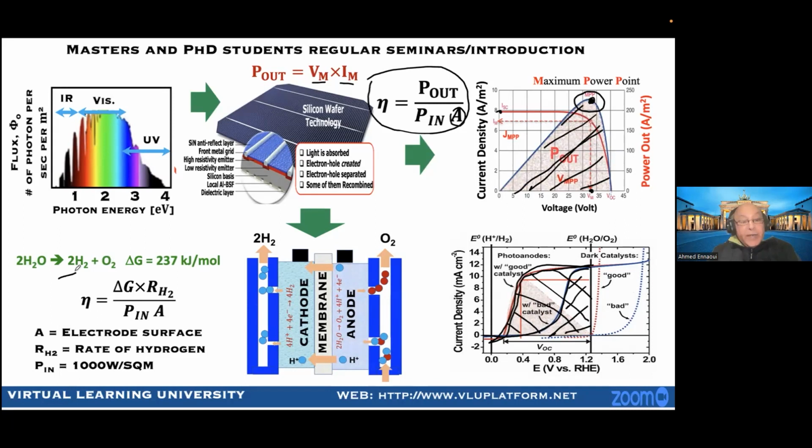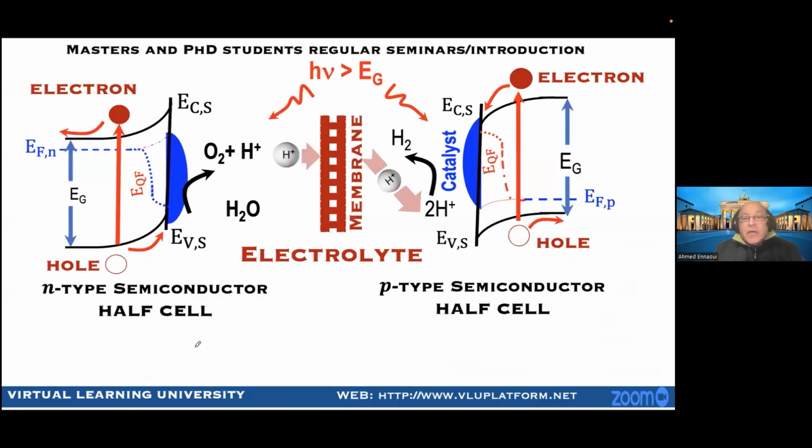So you can also calculate the efficiency with another relationship by using this free energy, that's a theoretical one, multiplied by the rate of hydrogen, which you can measure from the bubbles of hydrogen, for example, divided by the energy input, which we can suppose is 1,000 watt per square meter. Okay, so that's very important to know.